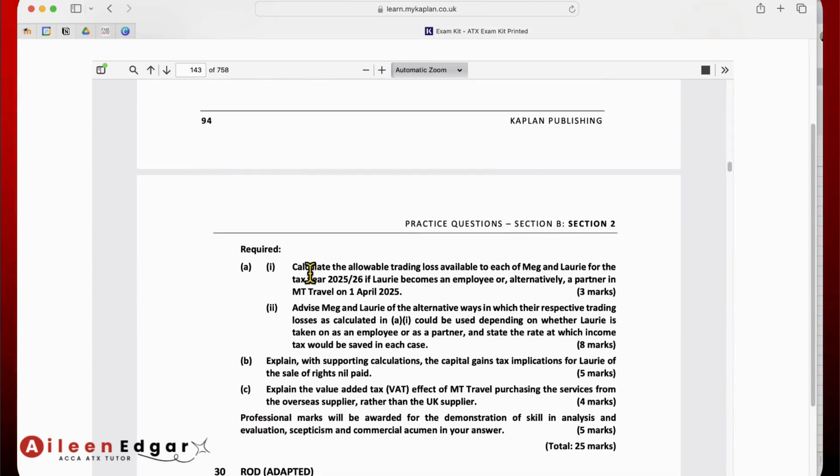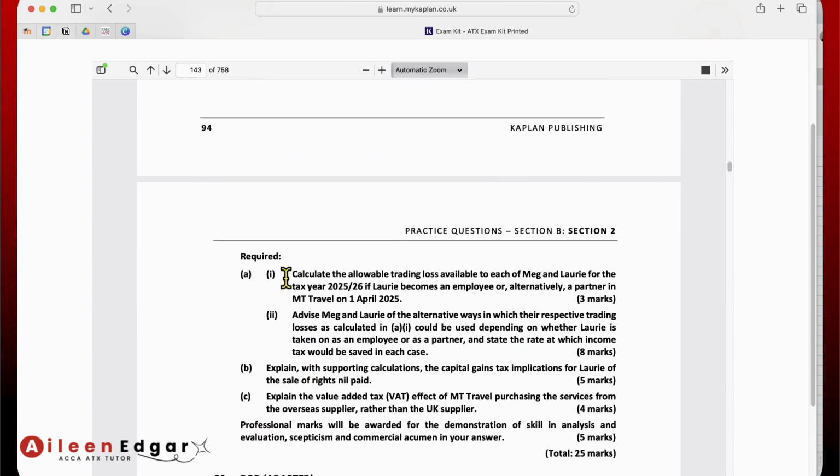So this is a 25 mark question, and we can see that we've got the detailed requirements here. You've got 5 professional marks as always for a 25 mark question. You can't guess what those are in terms of the specific competencies they're looking for, so there's really no point in you wasting time worrying about it. We've got 4 things to do.